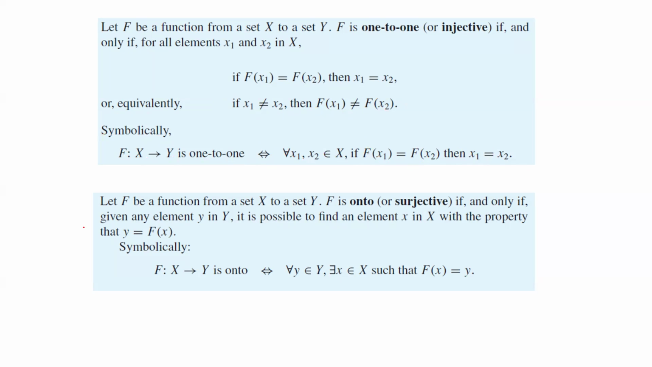We say that a function is onto or surjective if and only if, given any element y in Y, it's possible to find an element x in X with the property that y is f of x. Symbolically, if f maps X to Y, it is onto if and only if for every y in the codomain there is an x in the domain such that f of x is equal to y.